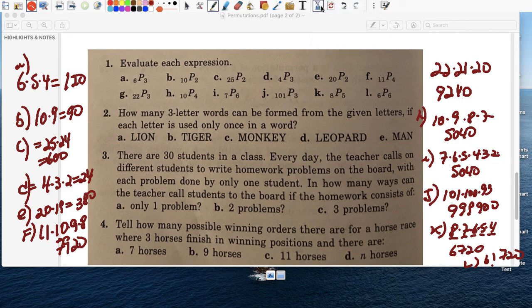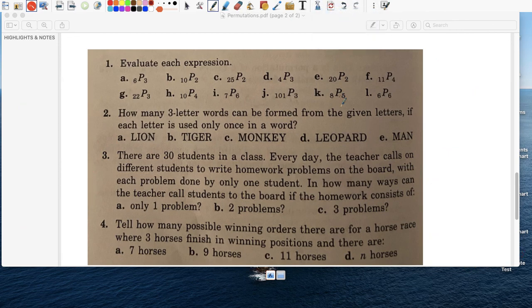How many 3-letter words can be formed from the letters if each letter is used only once in a word? Okay, so lion. How many 3-letter words can we make using the letters from the word lion? It's 4 letters taken 3 at a time, so 4, 3, 2. That equals 24 different 3-letter words. Using the letters of tiger, that's 5 letters arranged 3 at a time. It'd be 5 times 4 times 3, which is 20 times 3, 60.